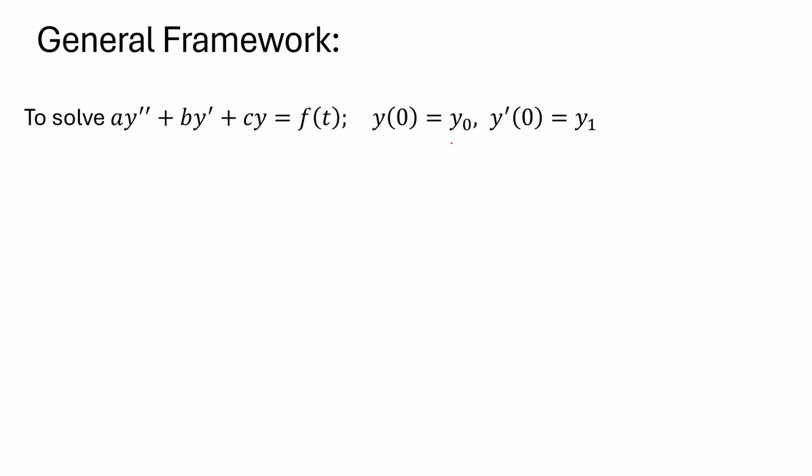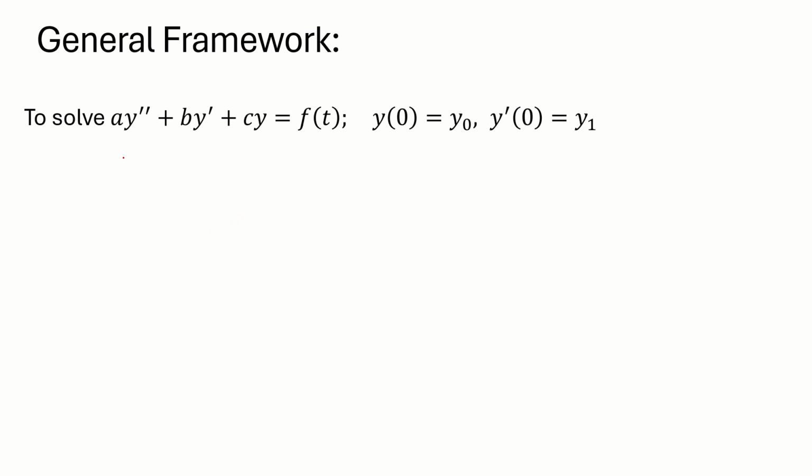With the initial conditions y(0) is y0 and y'(0) is y1. Now keep this in mind, because we will use it ahead: I will use the general framework directly for the solution. We are not going to apply Laplace on both sides and solve for Laplace of y, blah blah blah. I'll simply use these values a, b, c, f of t, y0 and y1 in a formula to find the solution of the differential equation directly.